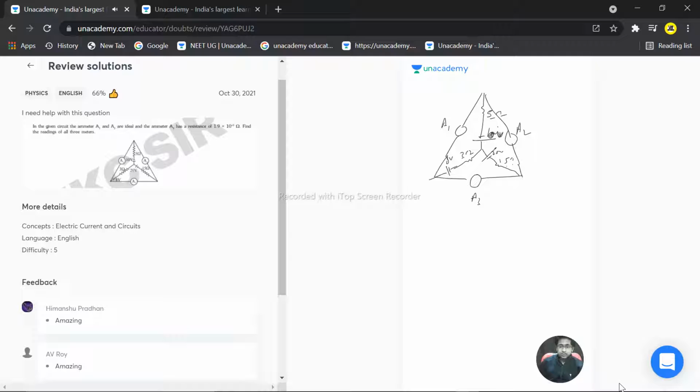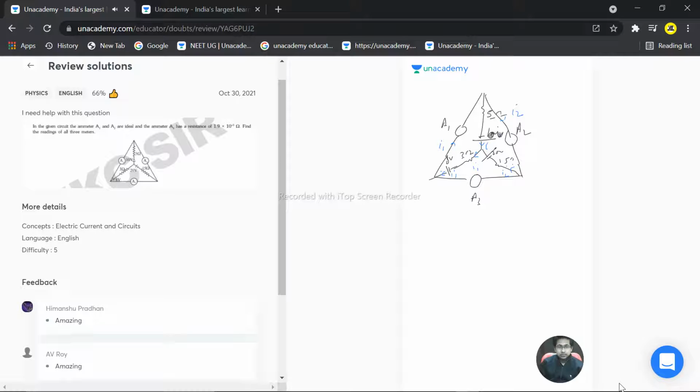So now let's start solving this question. The current which is flowing along this branch is I1, that is what I am supposing. I1 is flowing like this, and the current leaving from this one is I. Out of that, I1 is flowing in this branch, and I2 is flowing in this branch.